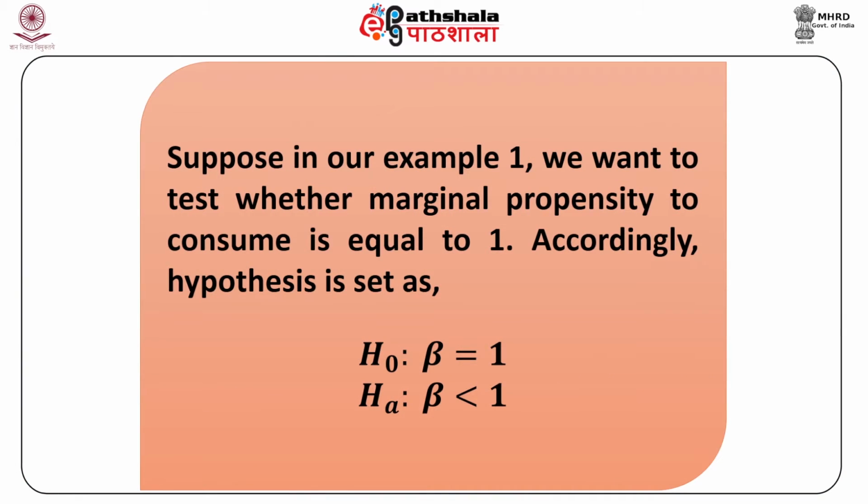Let us look at another example, example 3. Suppose in our example 1, we want to test whether marginal propensity to consume is equal to 1. I'm sure you all know what is marginal propensity to consume. It is basically the change in consumption as a result of change in income. So accordingly, our hypothesis would be set as null hypothesis is beta equal to 1, and our alternative hypothesis in this case would be that beta is less than 1.